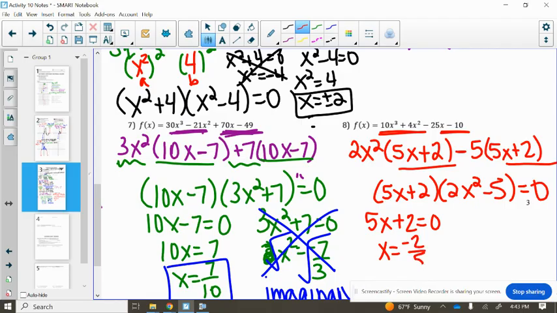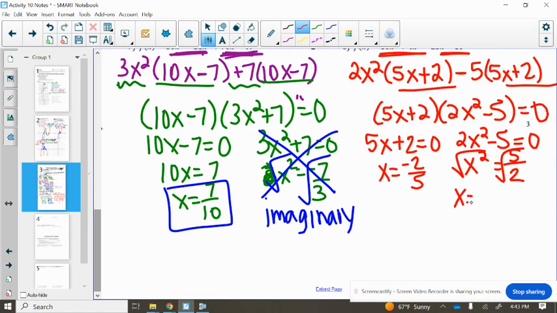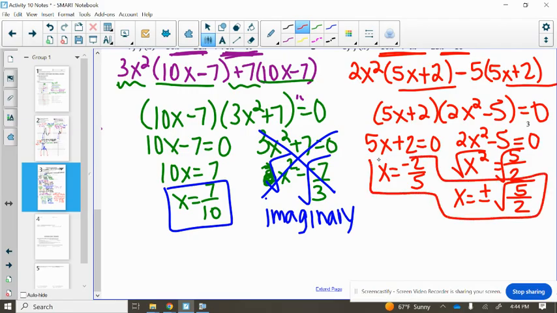The first is negative 2/5. The second piece, as we set that equal to 0, we end up with x squared equals 5/2. And when we square root, we're square rooting a positive this time, so plus or minus square root of 5/2. Positive and negative would both be solutions to our polynomial.